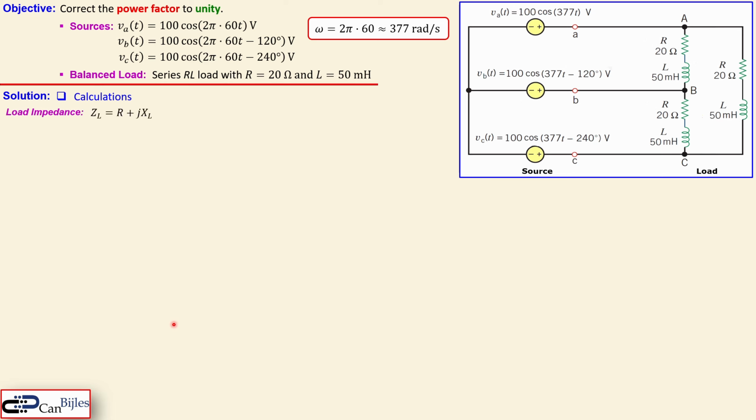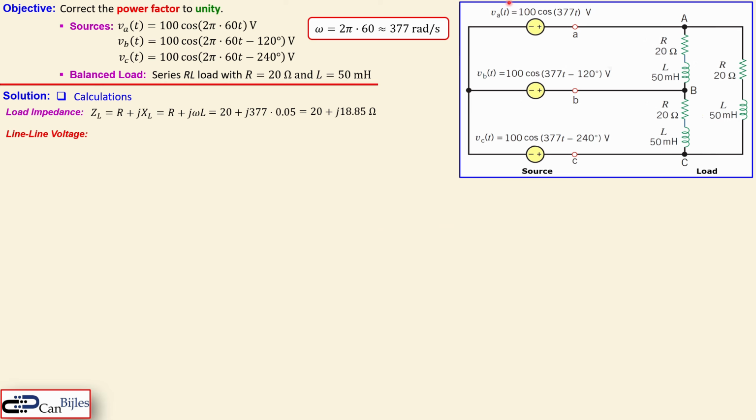First, we start with the load impedance, which is given by this expression: the resistance plus the reactance of the inductor. The reactance of the inductor is omega L, so using the omega we have here, 377, or the more exact 120 pi, you get 20 plus j18.85 ohms. Now the line-to-line voltage is the voltage between nodes A and B, or nodes B and C, or nodes A and C, and we can calculate those.